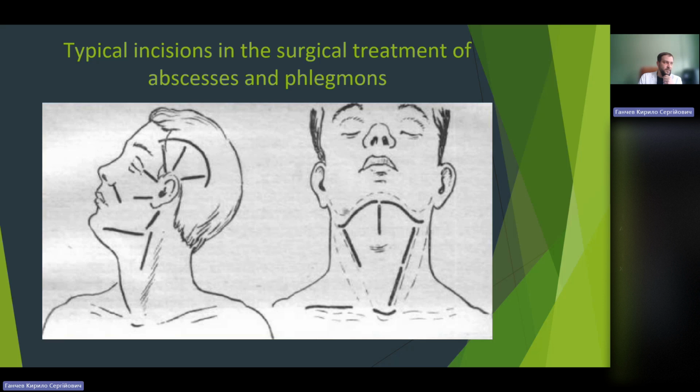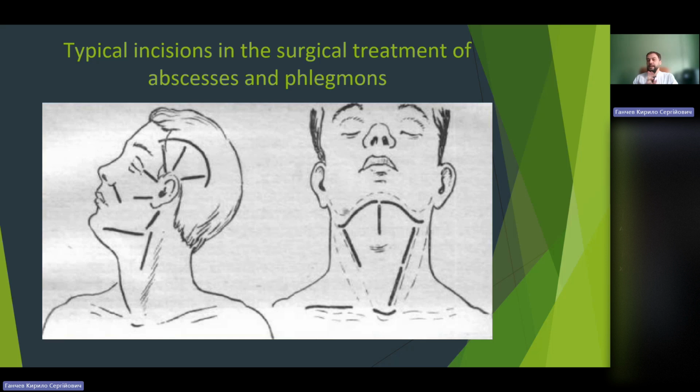Typical incisions in the surgical treatment of abscesses and phlegmons you can see in that picture. Why is it so necessary? You cannot make any incision as you want, like Picasso. No, it's not possible. You have to deal with nerves and vessels and muscles and features of the skin of the face and neck. So those are the places where you can make safe incisions. Remember about the facial nerve, the facial artery, and all those things.